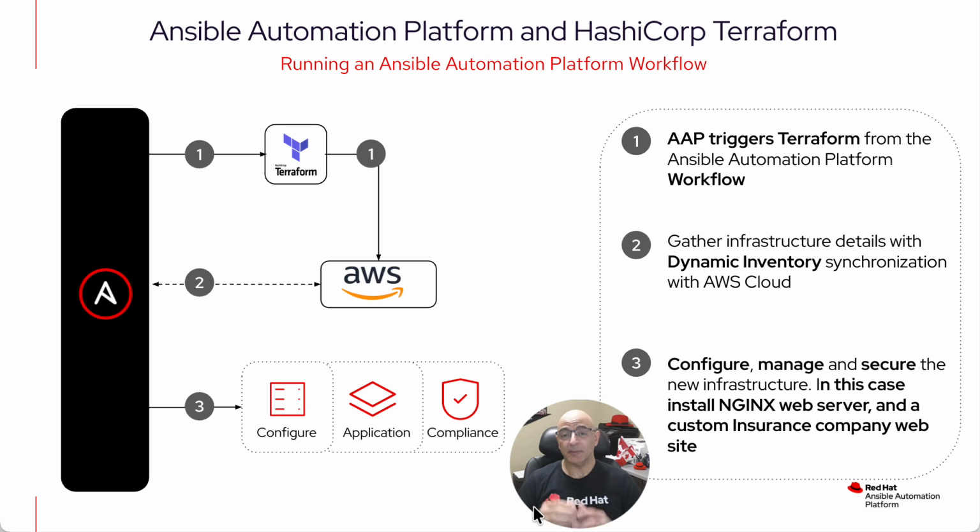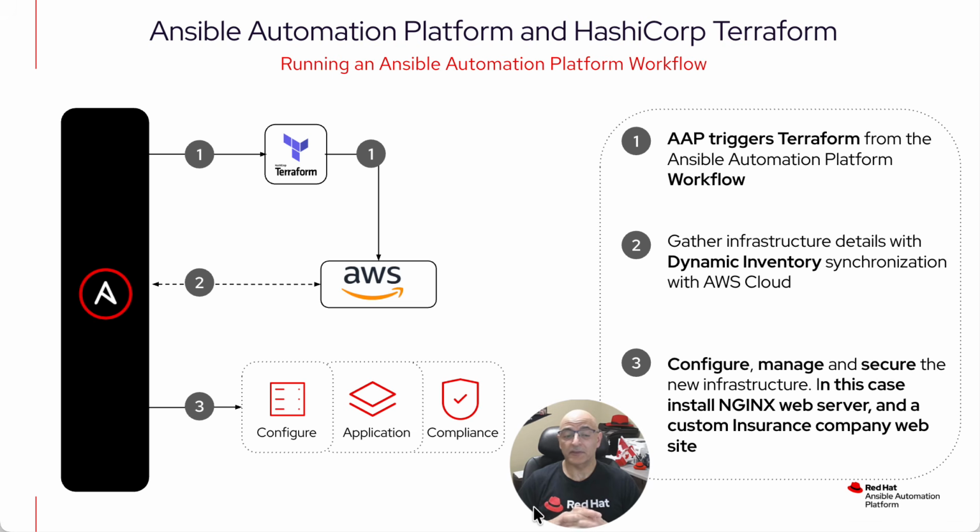In this demonstration, I'm going to start from Ansible Automation Platform, where we'll trigger an Ansible workflow. That workflow will trigger Terraform to go out and create infrastructure in AWS. Once that infrastructure is provisioned, Ansible is going to synchronize that infrastructure into Ansible Automation Platform. This allows Ansible Automation Platform to perform any ongoing automation and operations management activities.